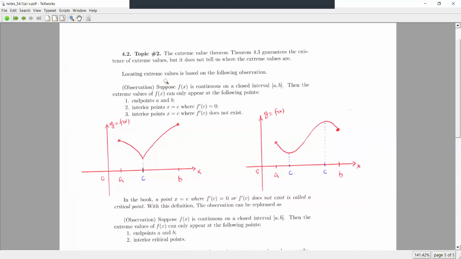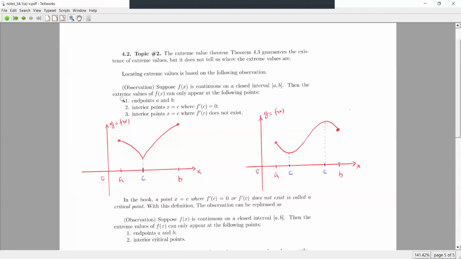To locate extreme values, we need the following observation. Suppose the function is continuous on a closed interval AB. By the extreme value theorem, it is guaranteed that the function has a maximum and a minimum on this interval.